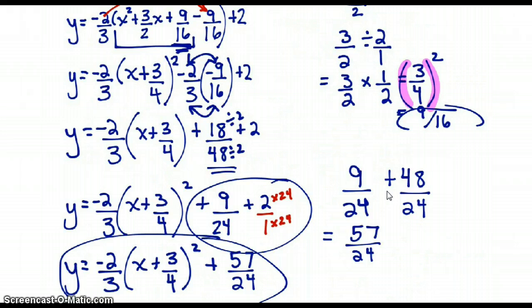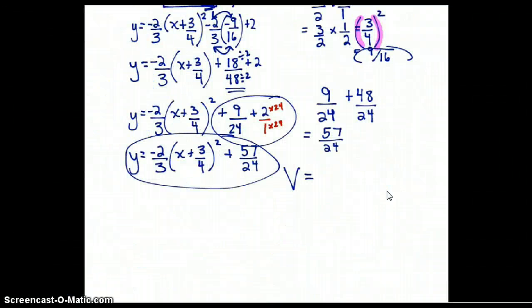Now remember that the vertex is the opposite of your x value. So your axis of symmetry is not positive 3 over 4, it's actually negative 3 over 4. And it's the opposite because the h in the formula is negative, and your k value is positive 57 over 24. So this is your vertex, but that's not what the question is asking for. It's asking for a maximum or a minimum.